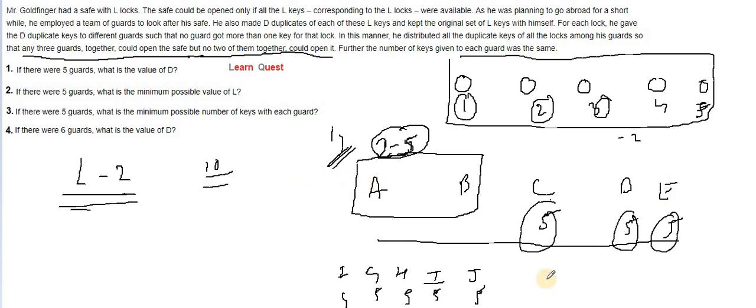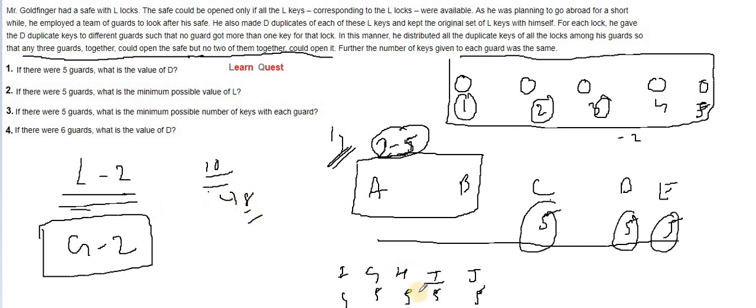When I took 10 people, A to J, if A and B were not having key number 5, then the rest all 8 were having it. So we can notice that every key is going to G minus 2 guards. If there are 10 guards, 8 guards will be having key number 5. And with similar logic, key number 4 also 8 guards will be having, 3 also, 2 also, 1 also. Each key is with G minus 2 guards.